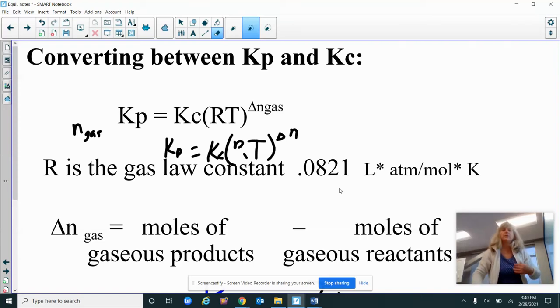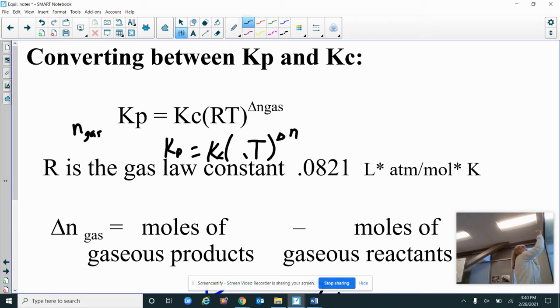All right, well, first we're going to convert between Kp and Kc because sometimes we will need to do that for our equilibrium problems. So this is the equation: Kp equals Kc times the gas constant times temperature to the delta n. So it's Kp equals Kc times RT to the delta n.